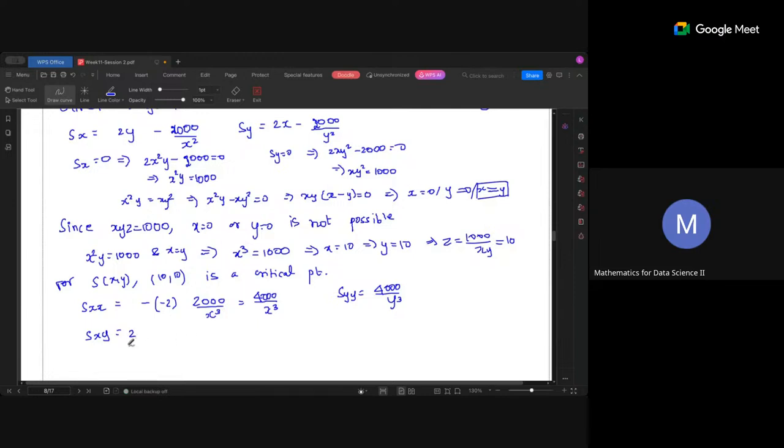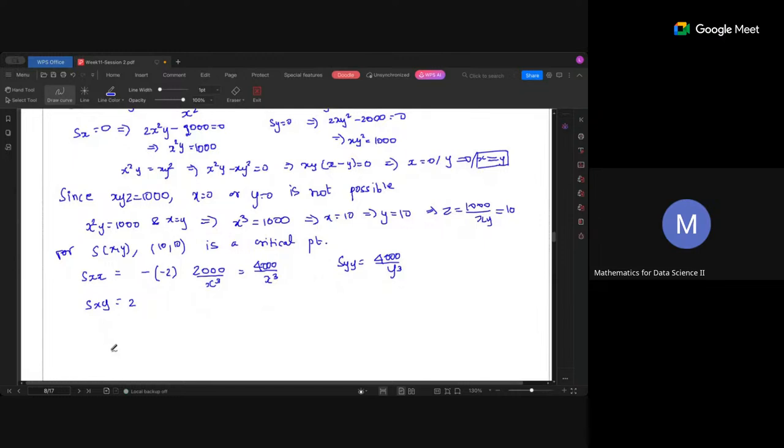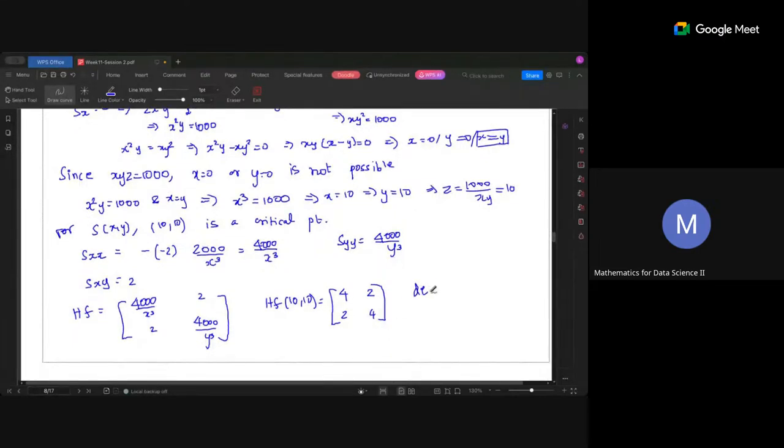2, right? So now, what is your Hessian matrix? Hf is 4000 by x cube and 4000 by y cube on the diagonal. So what is the specific value at 10, 10? What is the matrix you are getting if you put in 10? 4, 2, 2 and 4. So now, what is the determinant of this matrix?